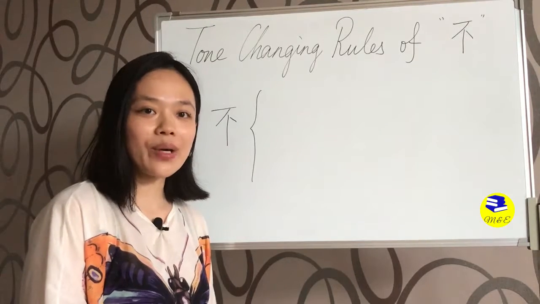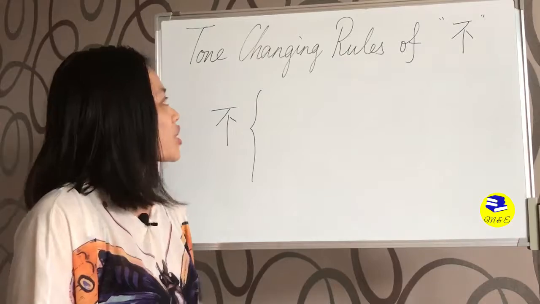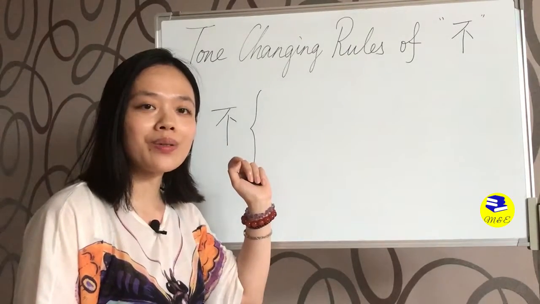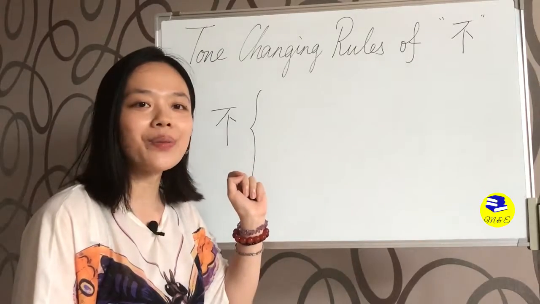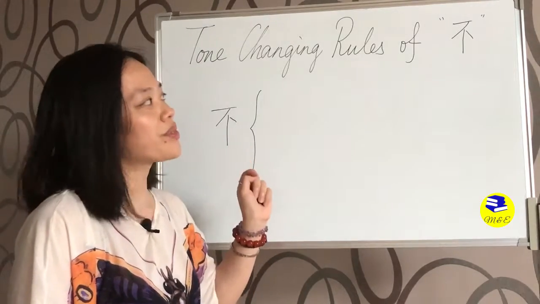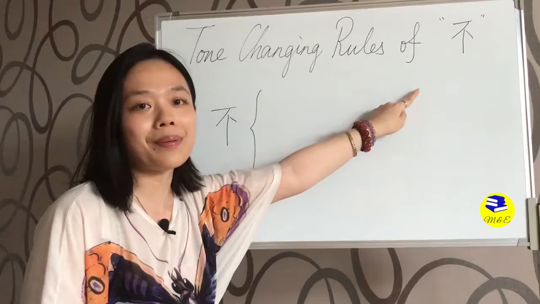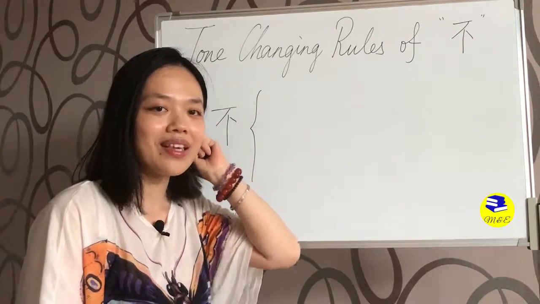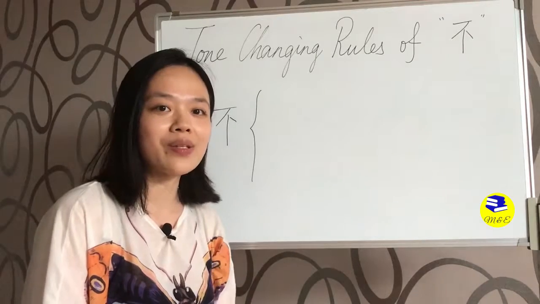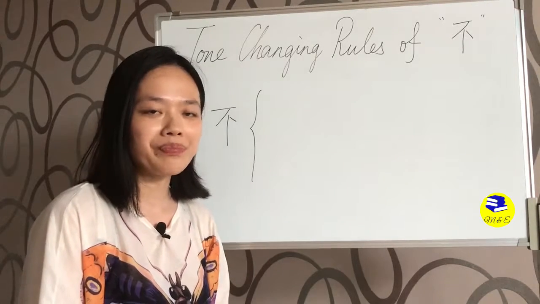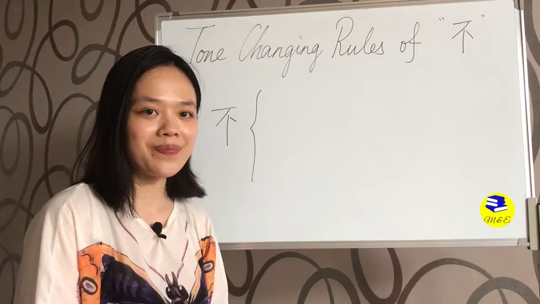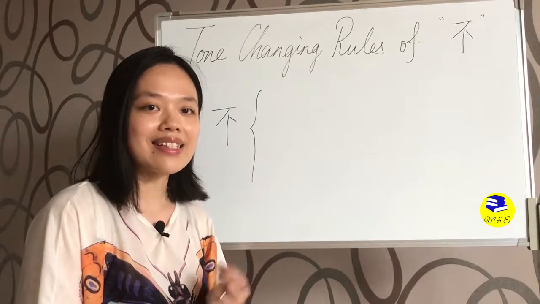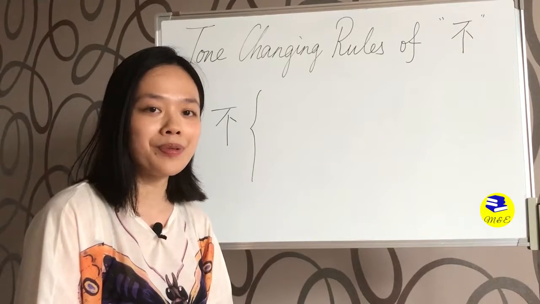In the last lesson, we have learned the tone changing rules of character yi, right? So, of course, in this video, we will learn tone changing rules of character bu, right? Remember, I told you in the last lesson, there are only two characters which has tone changing rules in Chinese, right? The first one is character yi. The second one is character bu.